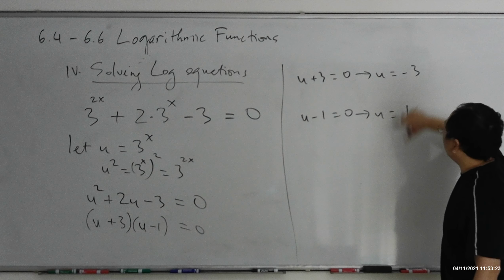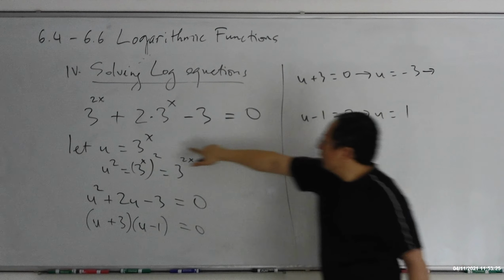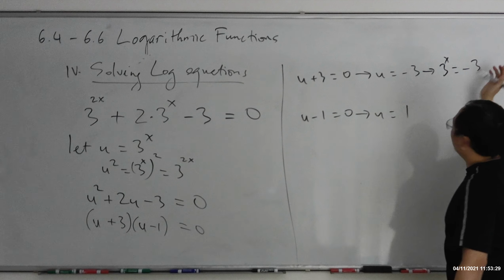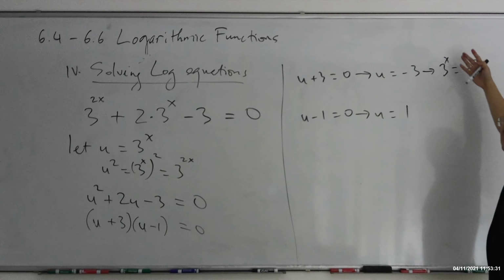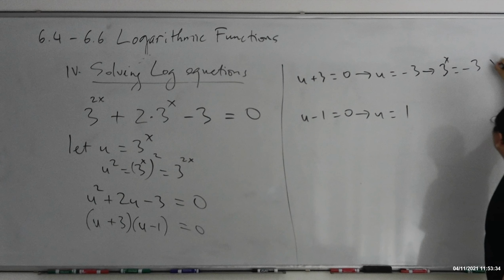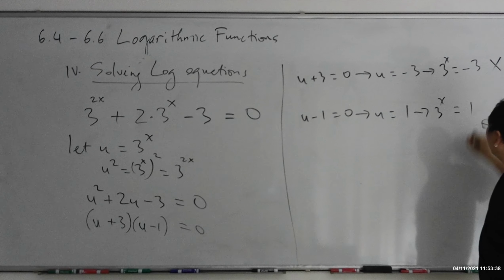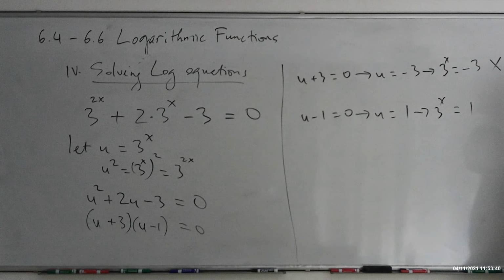So if u equals negative 3, that means 3 to the x equals negative 3. That will never happen, because 3 raised to whatever power equals a positive number. That's not a good solution. u equal to 1 means what? 3 to the x equal to 1. How do you solve for x from here?